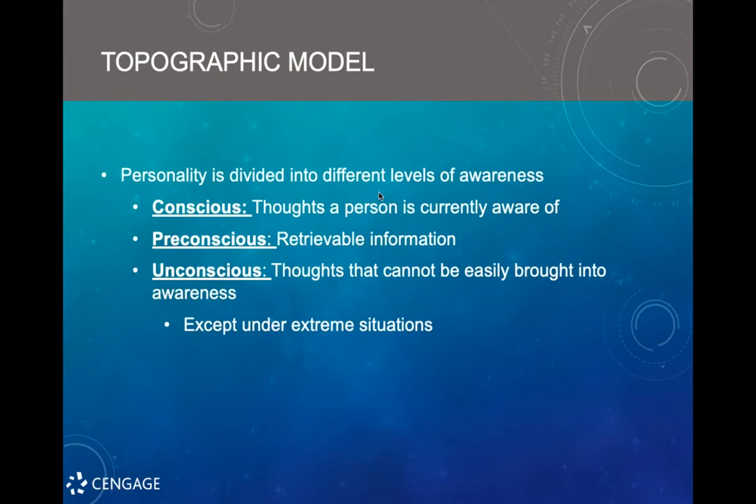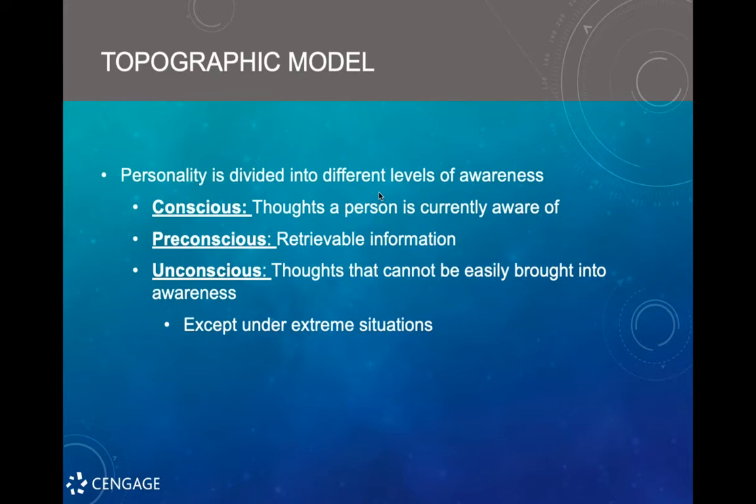So the most important teaching that Freud proposed was the topographic model of personality. In this model, personality is divided into different levels of awareness. Okay, so there's the conscious, pre-conscious, and unconscious. The conscious level is the thoughts a person is currently aware of. The pre-conscious is the retrievable information, and the unconscious is thoughts that cannot be easily brought into awareness except under extreme conditions.